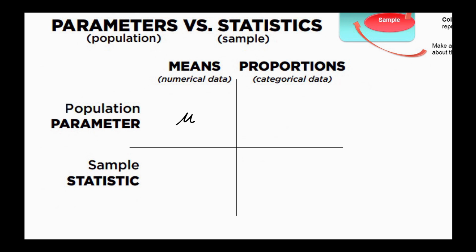What if I wanted the mean of a sample? That's the one you see on your calculator. The one you see on your calculator is X bar, right? So if I see X bar, that means it comes from a sample. If I say mu, it comes from a population.